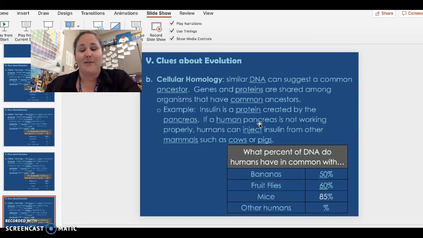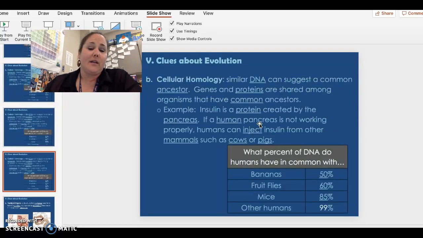85. That one kind of shocked me a bit. It's crazy. You have 85%. The exact same instructions to make a mouse is the same to make a human. 85%. What about other humans? How much of our genetic code? Because some of you are very different looking and personality than me. So how much do we have in common? According to this, 99%.